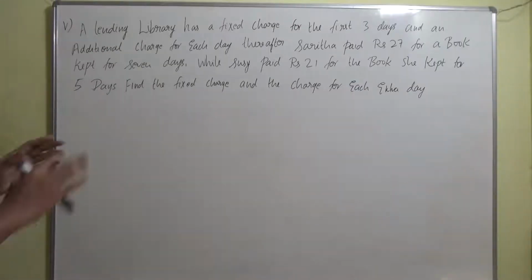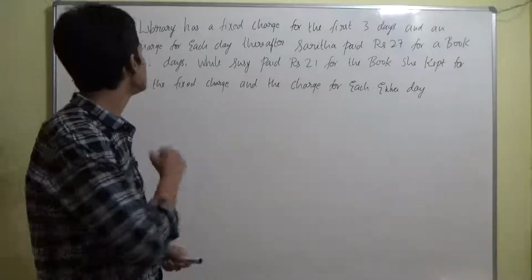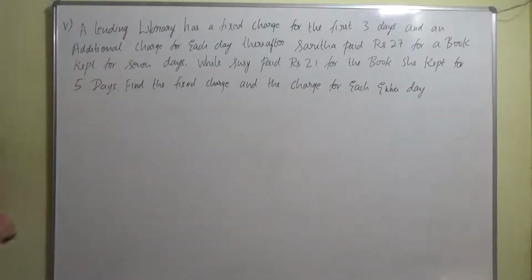So now let's go to the 5th sub question, guys. The 5th sub question says a lending library has a fixed charge for 3 days and an additional charge for each day thereafter. Sarita paid rupees 27 for a book kept for 7 days, while Susie paid rupees 21 for the book she kept for 5 days. Find the fixed charge and the charge for each extra day.